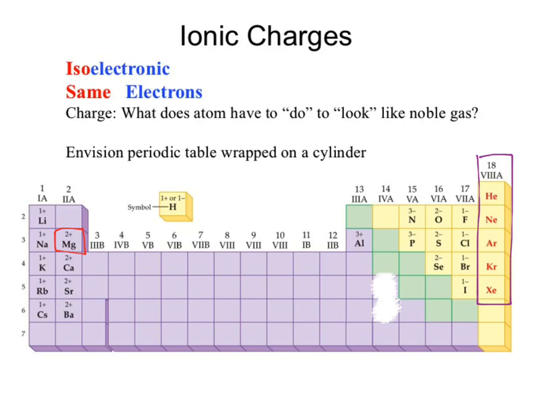Magnesium has a +2 charge. Well, the whole point of this is so that it can look like the noble gases. Okay? Well, which two noble gases are closest to magnesium? Okay. I've got argon and I've got neon. Okay? How many electrons does neon have?